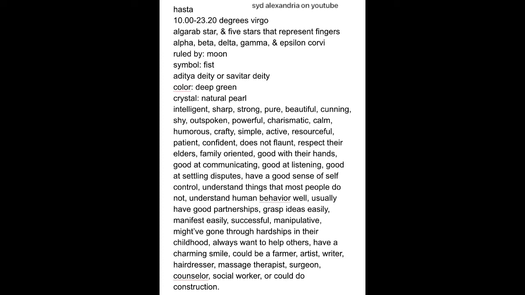They're usually really good at telling when people are lying or not. And they are usually really good at partnerships, okay? They have good partnerships. They grasp ideas easily, they manifest easily, they are successful, manipulative. They might have gone through some hardships in their childhood, and they always want to give a helping hand. They have a really charming smile. They could be a farmer, an artist, writer, hairdresser, massage therapist, surgeon, counselor, social worker, or could do construction.